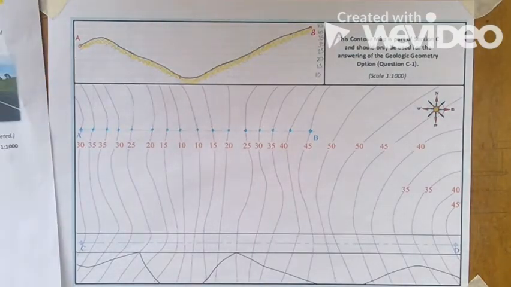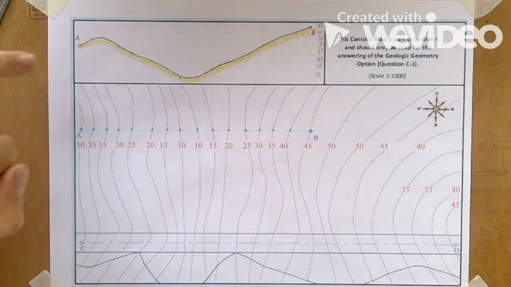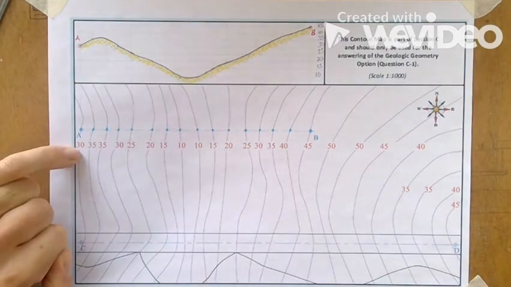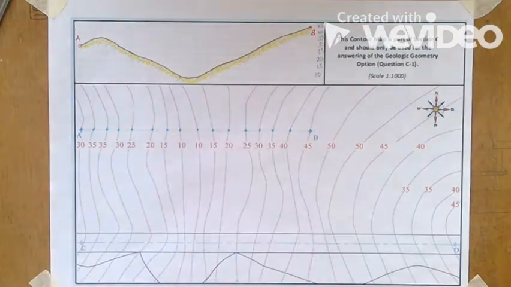Part B says a vertical pylon is to be built at point A. On the profile, determine the minimum height of the pylon if its top is to be visible from the ground at point B. So a pylon has to be built here at point A, which is a height of 30 meters, and it has to be visible from the ground at B.